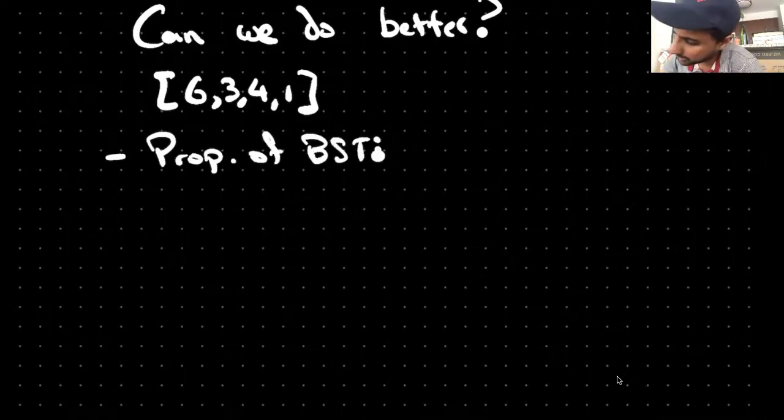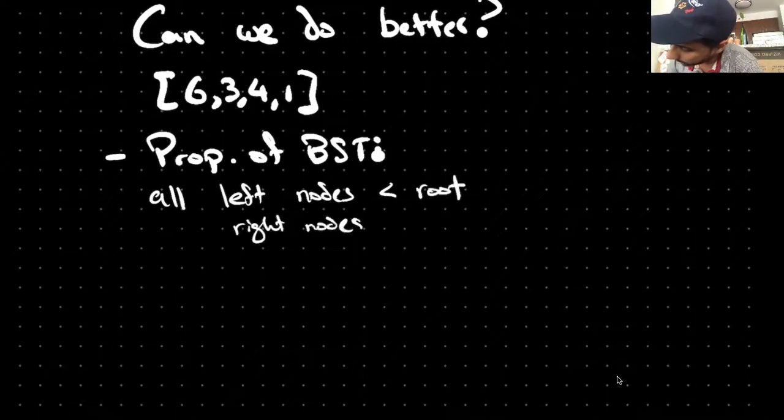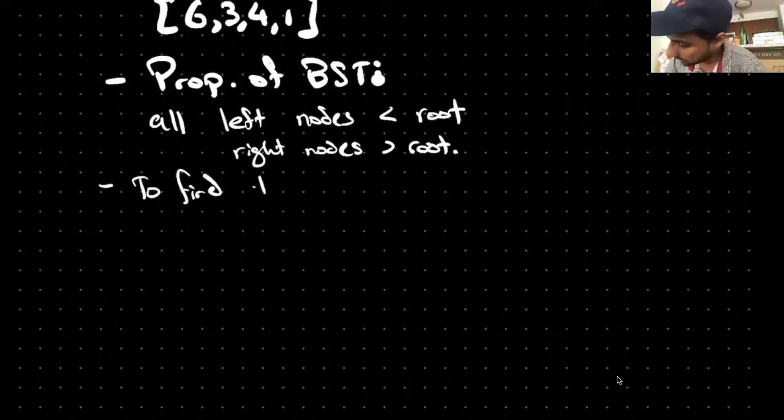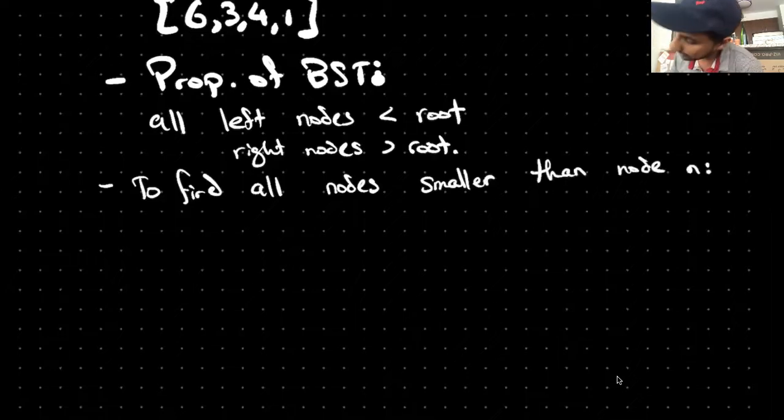I'm actually going to make my pencil a little smaller. Cool. So the properties of a BST, we know that all left nodes are smaller than the current node, let's say the root. All left nodes are less than the root, and all right nodes are greater than the root. So that means that to find all nodes smaller than node n, we want to do two things.